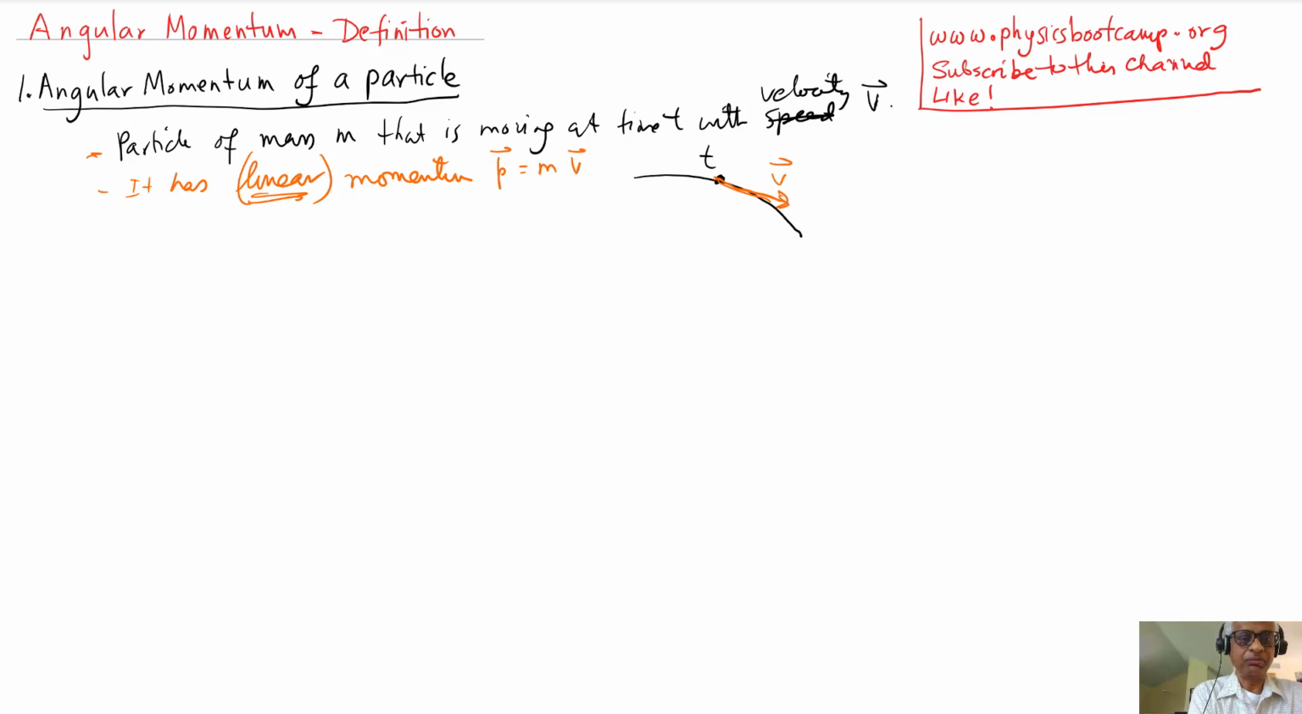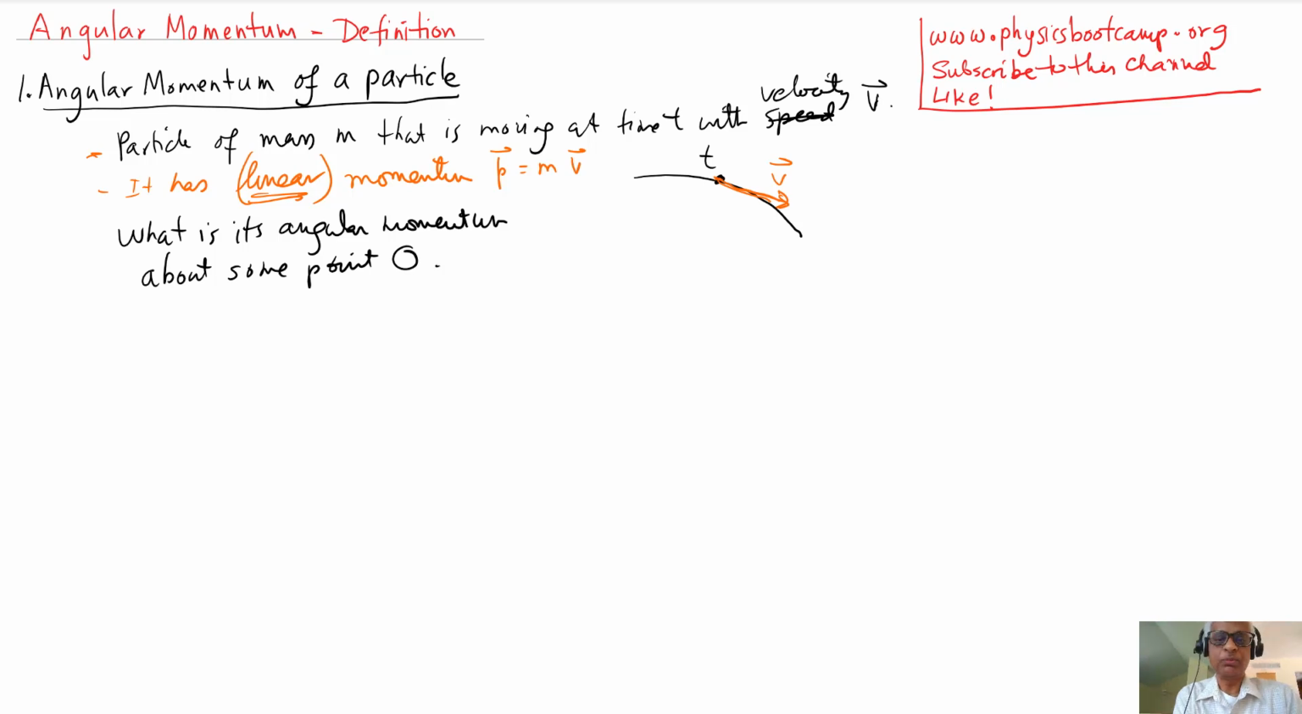For angular momentum, we would say what is its angular momentum, and that's not the end of the story. We have to qualify it about some point O. So I need to say where is the point O? Well, maybe point O is over here. So I have to actually give this point to you, that there's a point about which I want the angular momentum.